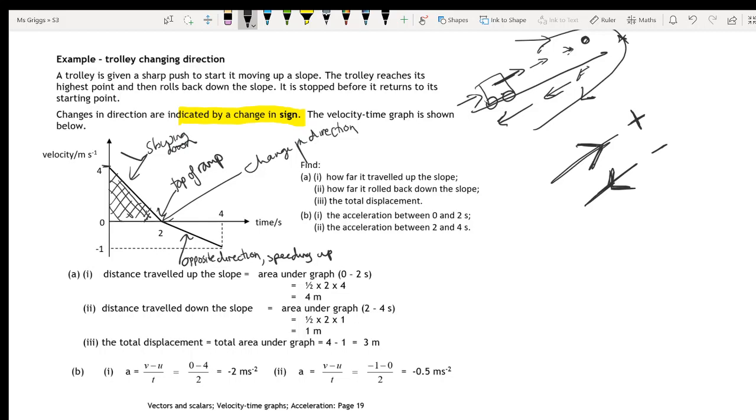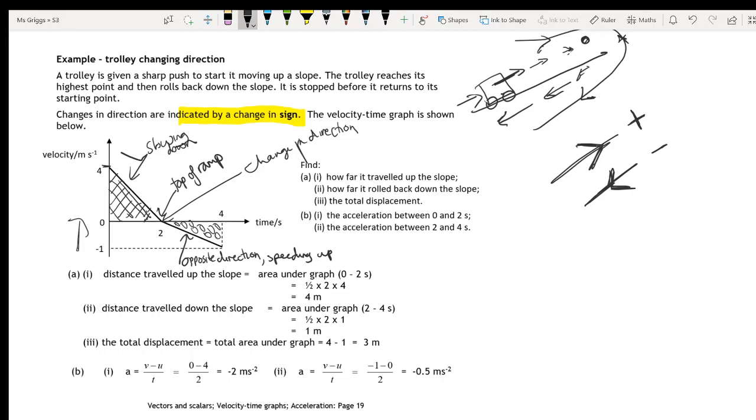Now, how far it's rolled back down the slope is how far it's travelled in the negative direction. So we're looking at this area here. I'll just do a different pattern just so you can see the difference. Okay, so that area there. Remember, when I say area under the graph, I mean the area bound by the graph. So it's not this part here, it's just the part that I've doodled in.